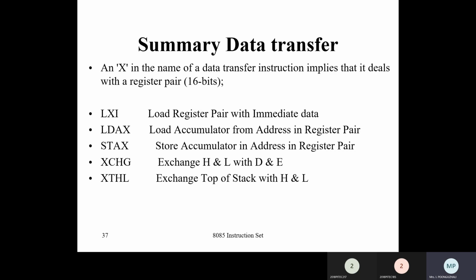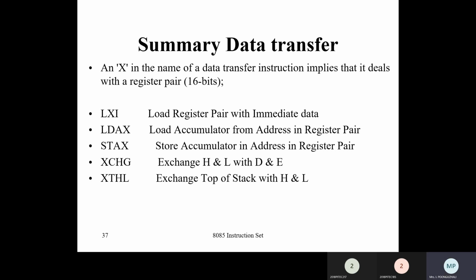Then we have a few more instructions. LXI, load register pair with immediate data. When you give the data in LXI, the register pairs BC, DE, HL, the data will be directly placed in them. LDAX means load accumulator from the address in the register pair. The address is in the register pair, and from it we have to load the value.